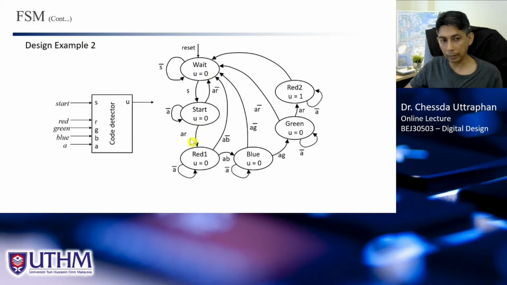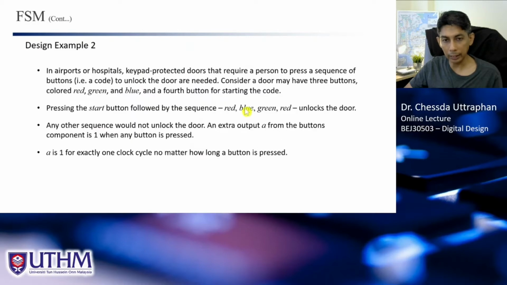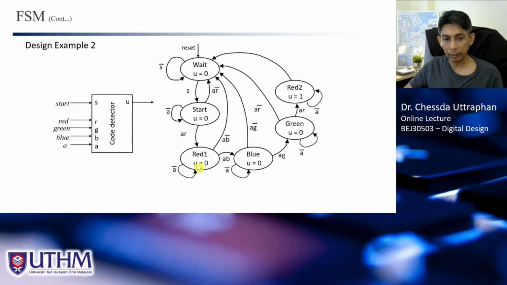Right? Sequence is wrong. You go back. But if you press the correct one, which is R equal to 1, but others, of course, we don't care, we go to this state, called red 1. And at red 1, we look at the next button to be pressed, which is the blue button. Other than that, we will go back. Or if there is no press, we will wait here. So A bar means there is no press yet.